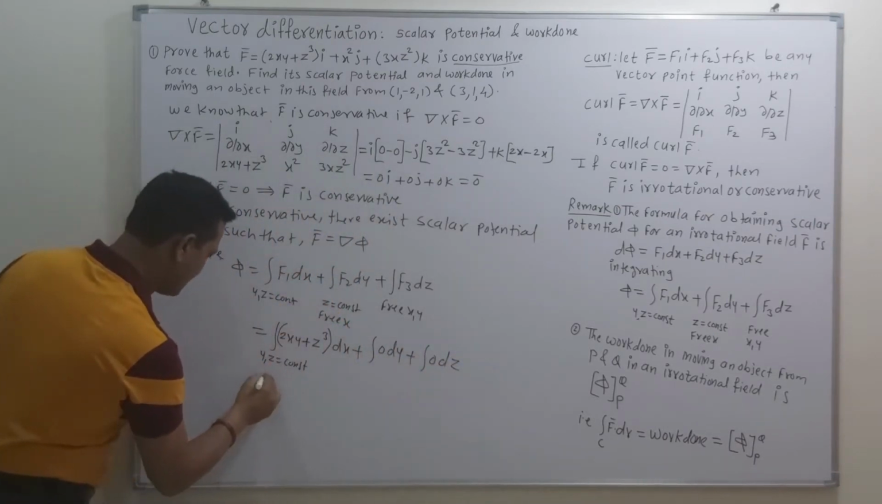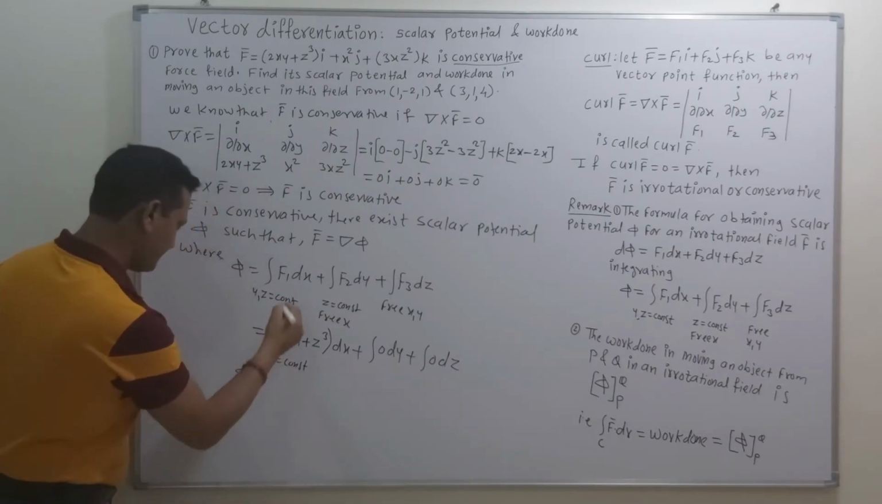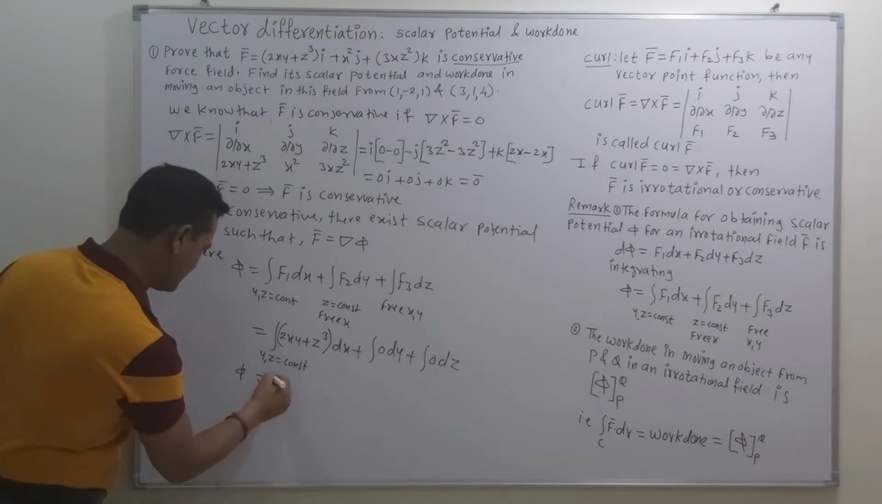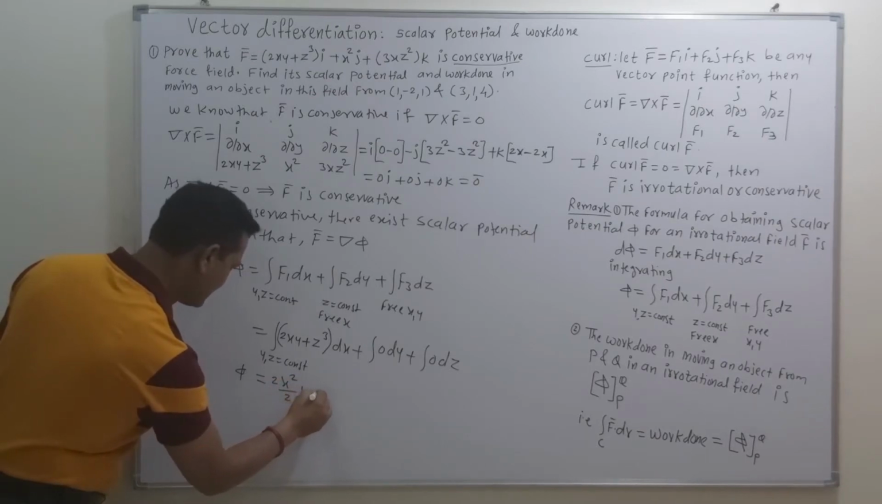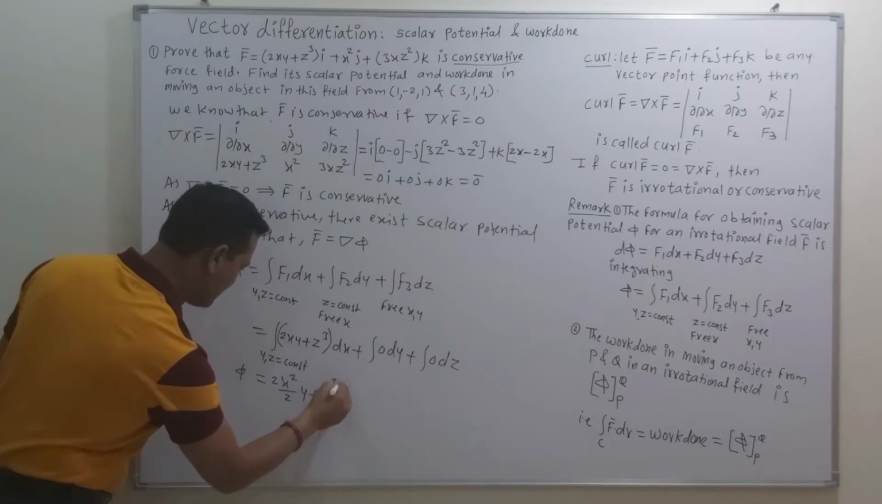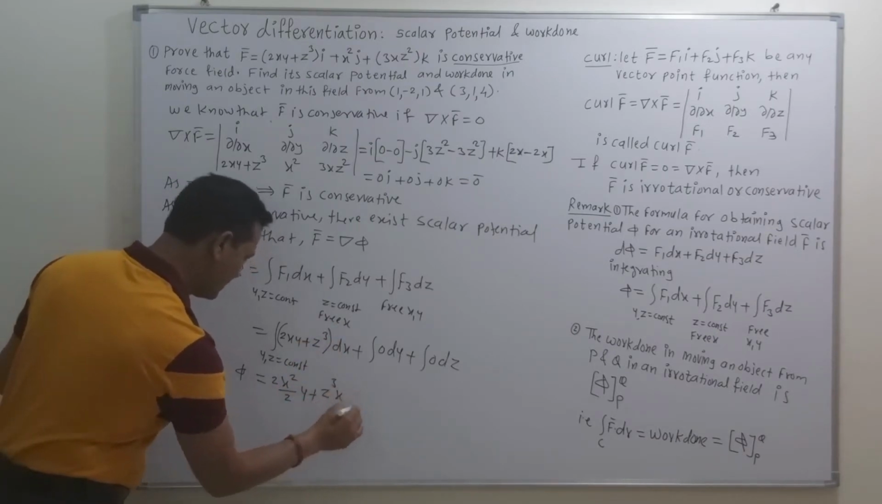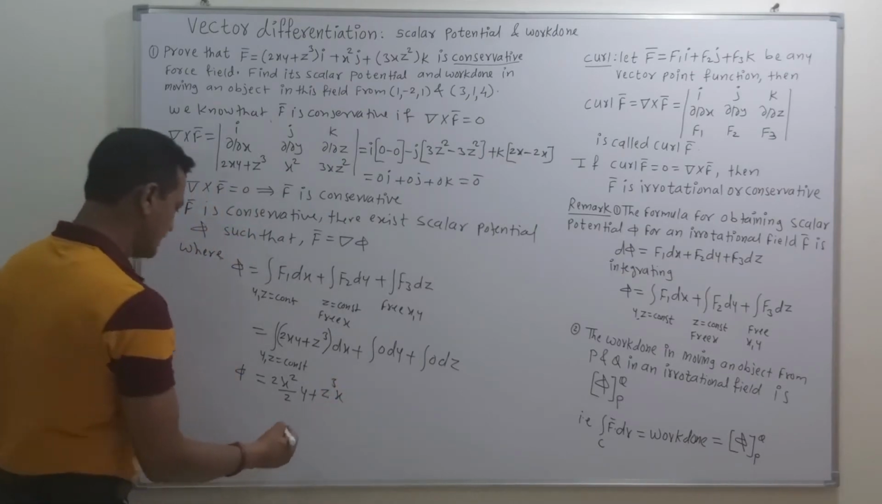So if we find the integration of this term, we get the value of phi, which is defined as, here y and z are constant, so we can write this as 2 times the integration of x, which is x square upon 2, with y as it is, plus z cube as it is. This z cube is a constant term, so z cube times the integration of 1 is x. Then this is the value of the integration.